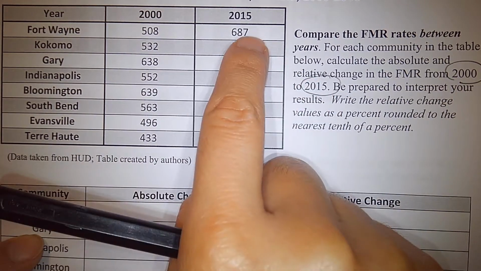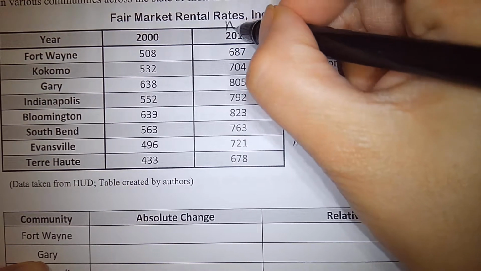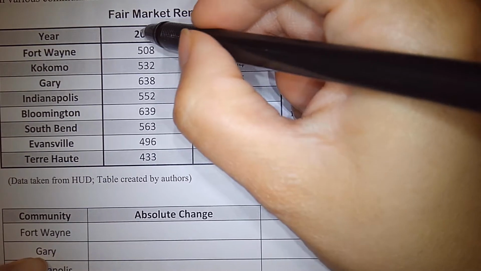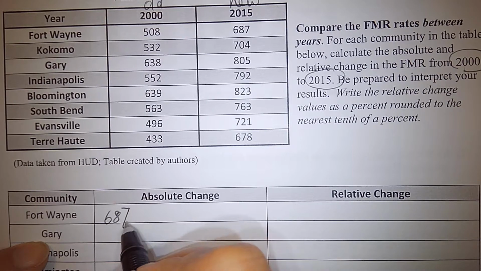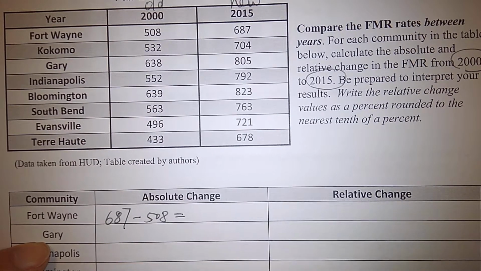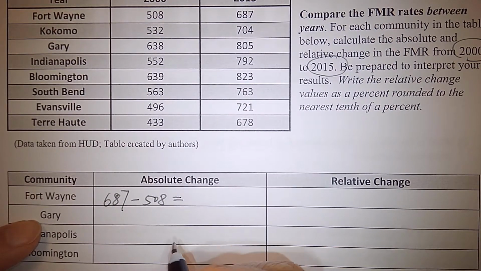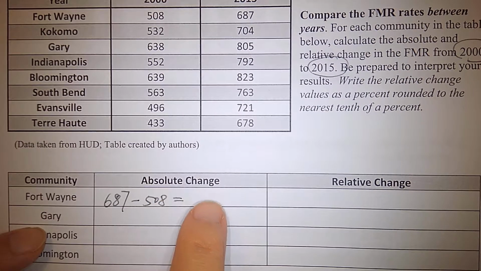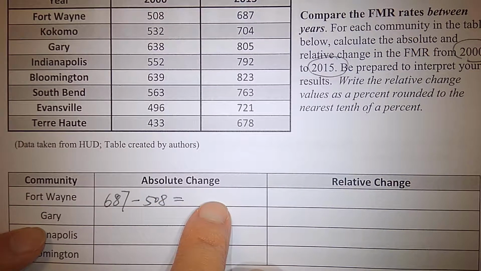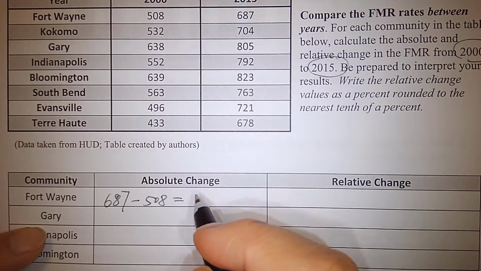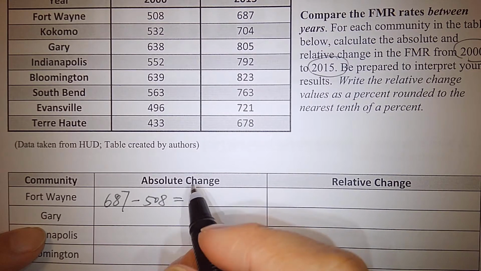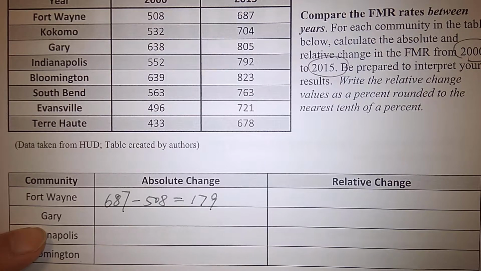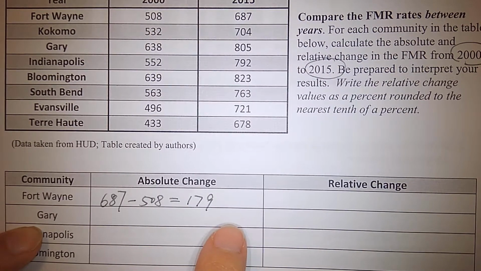So 2015, that's the new value. You have to know this column gives us all new values, and this column gives us the old values. So new value 687 minus what? 508. Can you tell me the answer? 176. Everybody get the same? 179. Oh yeah, I swear I just read it.